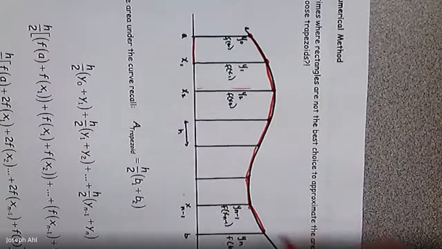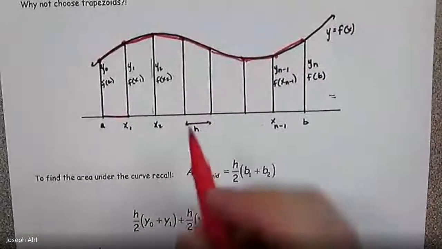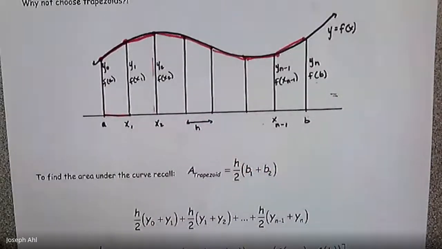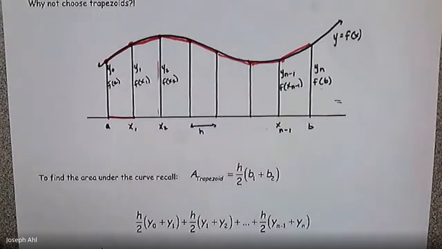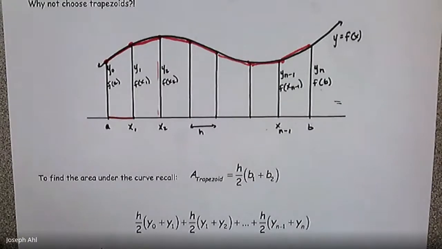Okay, maybe this would be a little bit of an overestimate at the end, but we get the idea that when I draw in these trapezoids, that's going to be a really good approximation for the area under a curve. So how do we develop the rule for finding the area of all these trapezoids?